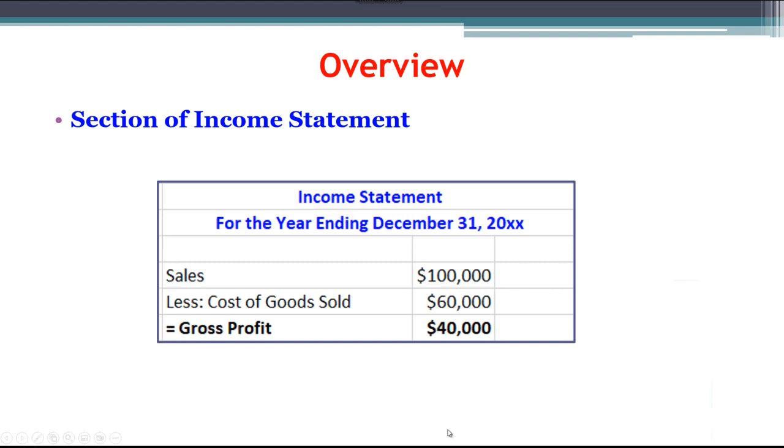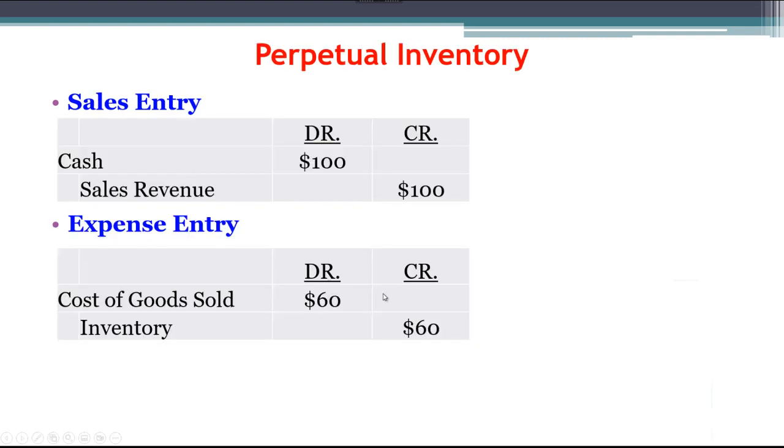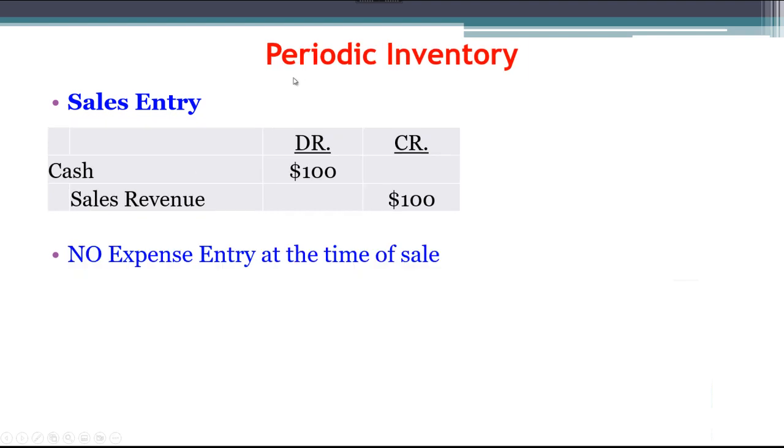There's more after that, as we've talked about in other income statement reviews, but this is what we're really focused on. Again, just a refresher, if it's the perpetual inventory method we're talking about, you're going to have both of these entries at the same time. If it's the periodic inventory method, we're only going to have the sales entry every time we have a sale. There will be no expense entry at that time, but it will take place later, all the sales aggregated together.